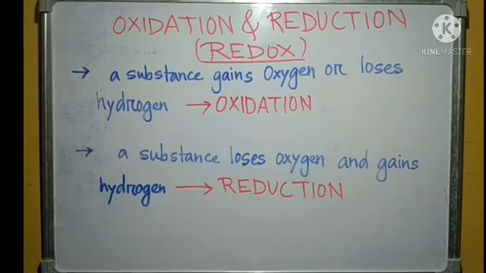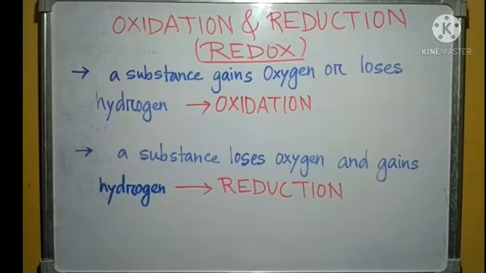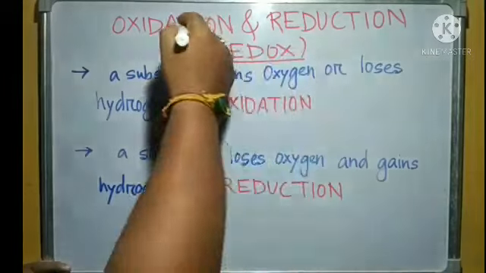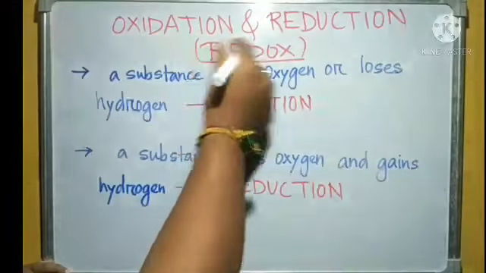Hello students. We will be discussing the types of reaction. Today we will be discussing the fifth type of reaction, that is also the last type of reaction discussed in your first chapter. That is oxidation and reduction reaction. These oxidation and reduction reactions are together known as redox reaction.